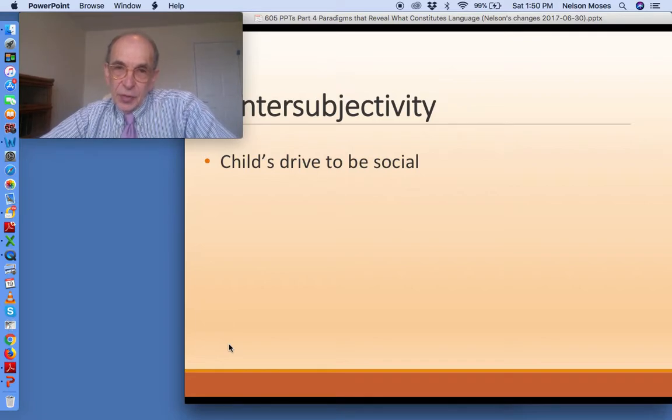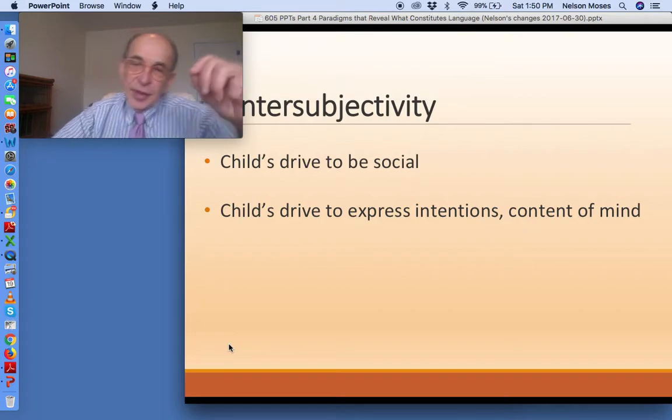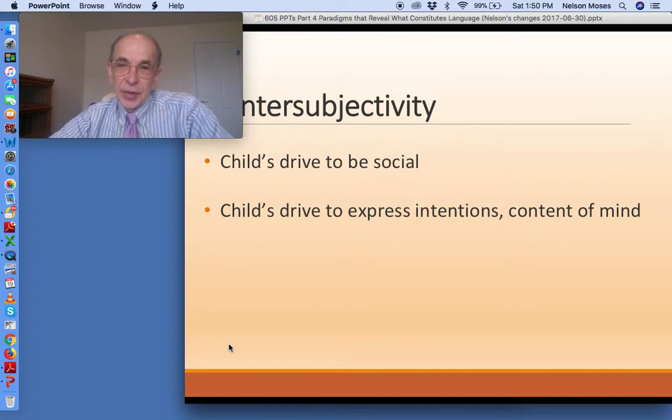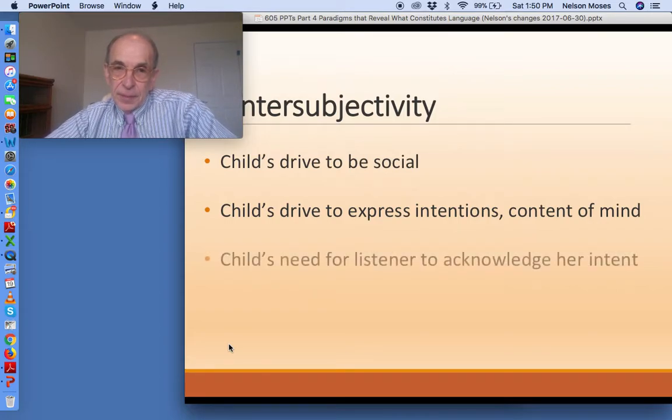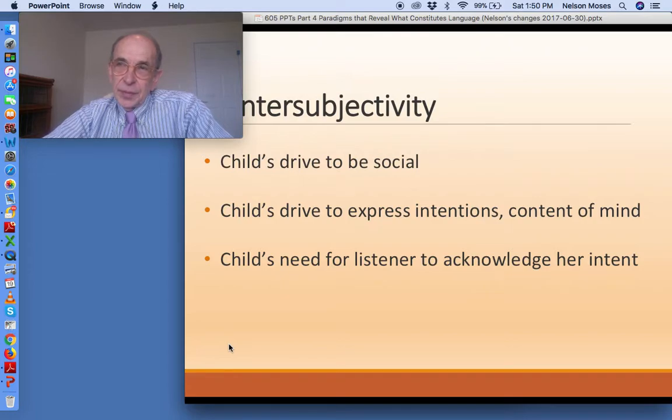And this next slide reviews intersubjectivity, the drive to be social, the drive to express intentions and content of mind, get it beyond one's own self. Beyond talking to yourself, we adults and children have a drive to express what's on our mind to others. And we need the listener to acknowledge our intent. Children need that. I need that. I need you to acknowledge my intent here to teach about Bloom and Leahy, right? And about the diagnostic process itself.